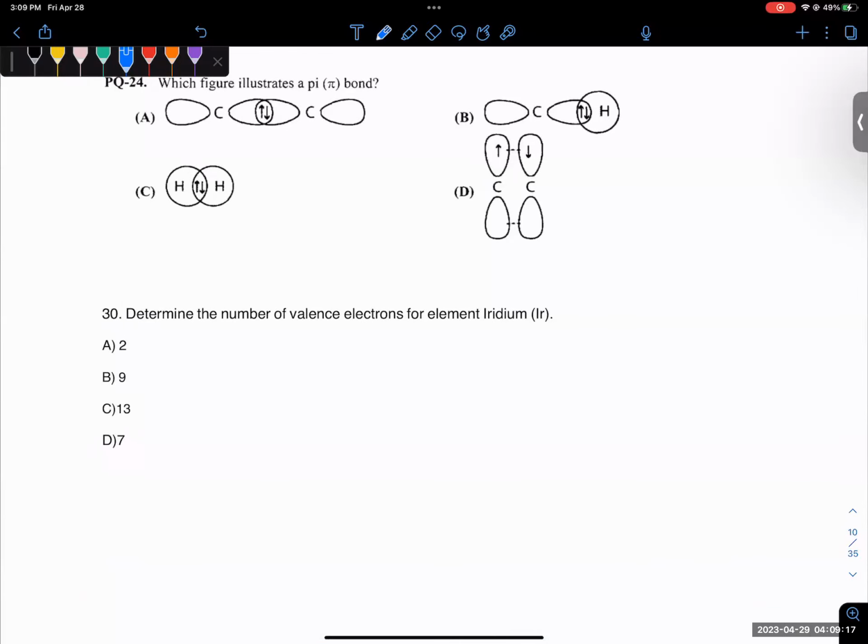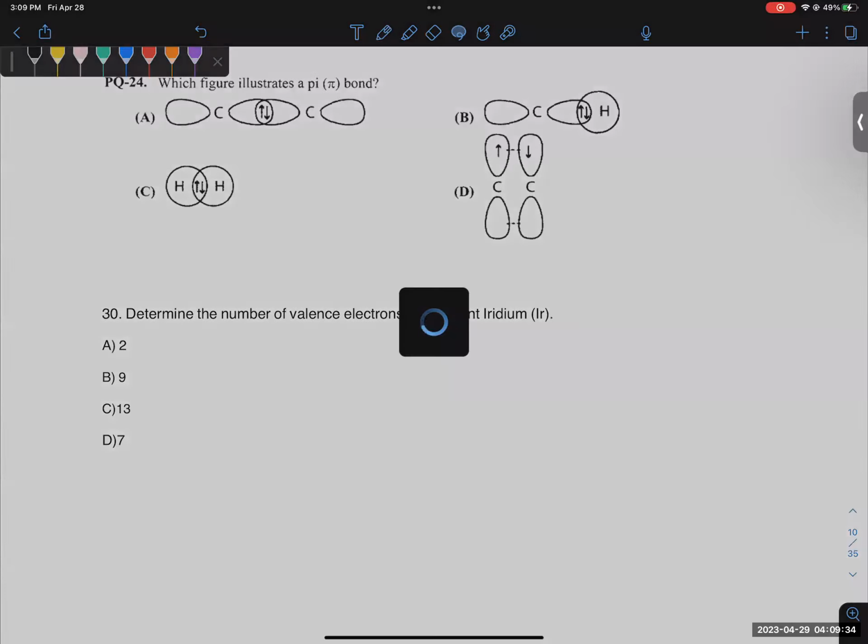Valence electrons are the previous S subshell electrons for transition metals, the highest orbital plus unfilled, right? So it's the previous S subshell plus everything in the D subshell. What I mean by that, maybe we have stuff up here on the table.